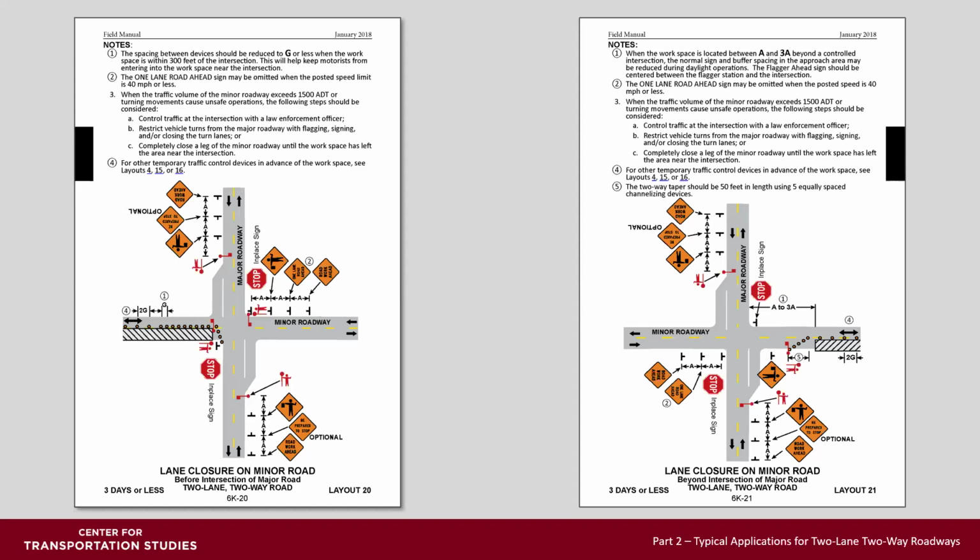Layout 21 is similar, except there's room beyond the intersection to store vehicles, reducing the number of flaggers to 3. Again, please note, read all of these notes to see which one applies to your situation and which one fits best. And I also will note that sometimes special traffic control plans need to be developed where the field manual doesn't quite fit the situation.